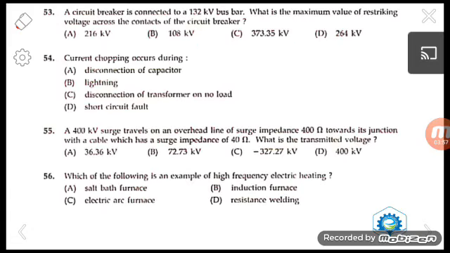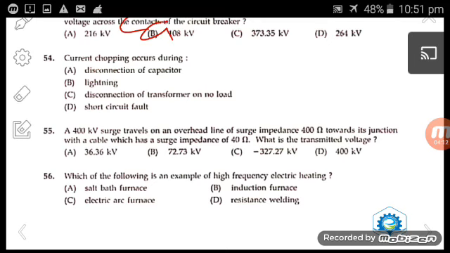And next one is, a circuit breaker is connected to a 132 kilovolt bus bar. What is the maximum value of restriking voltage across the contacts of the circuit breaker? So this question is cancelled by PSC in its final answer key.